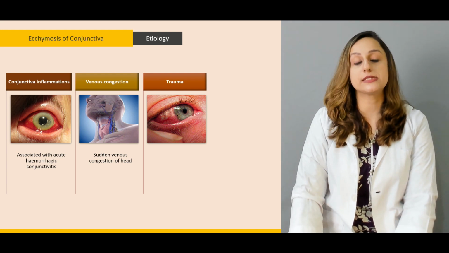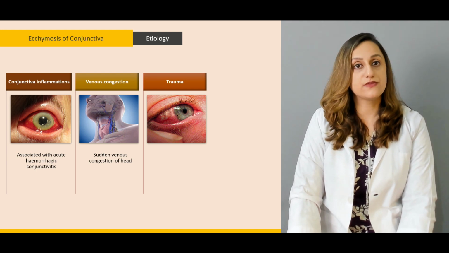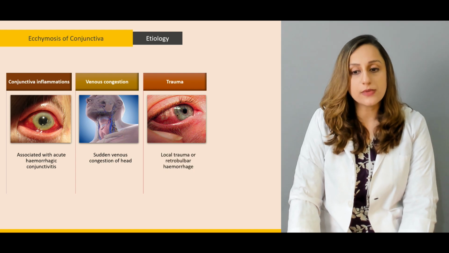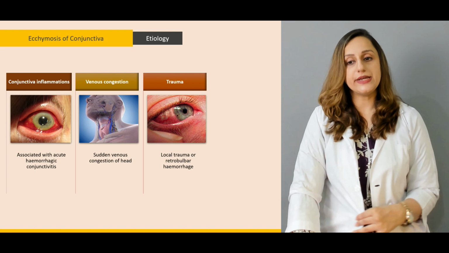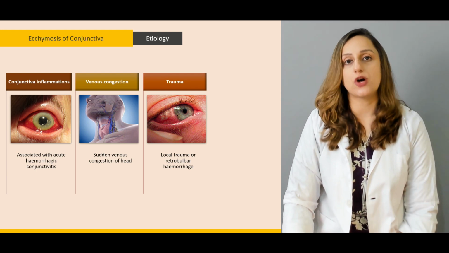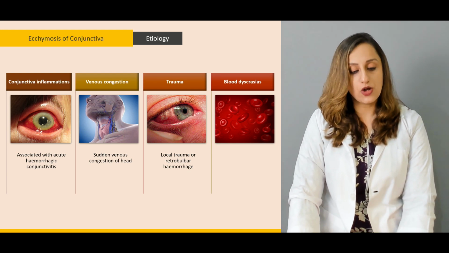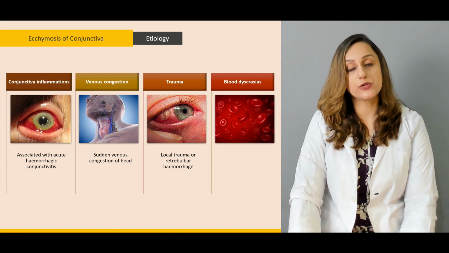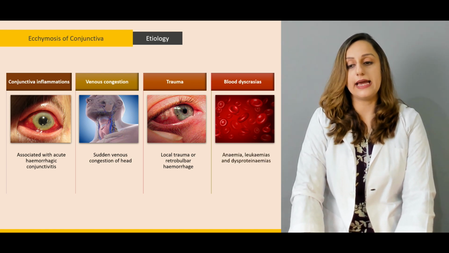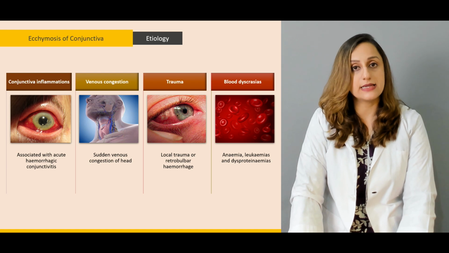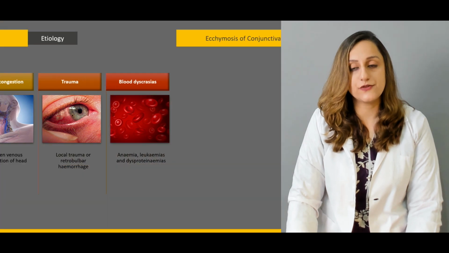So this is very important. Again, history taking and examination of the patient is very important over here. The local trauma or the retrobulbar hemorrhages are very significant, and we have to focus on these facts as well. Then obviously there are a lot of blood dyscrasias which can result in these conditions. For example, anemias, leukemias, as well as dysproteinemias, which can result in this kind of a picture.